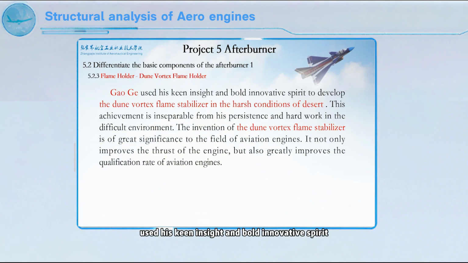Professor Gao Ji used his keen insight and bold innovative spirit to develop the Dune vortex flame stabilizer in the harsh conditions of desert. This achievement is inseparable from his persistence and hard work in the difficult environment. The invention of the Dune vortex flame stabilizer is of great significance to the field of aviation engines. It not only improves the thrust of the engine, but also greatly improves the qualification rate of aviation engines.